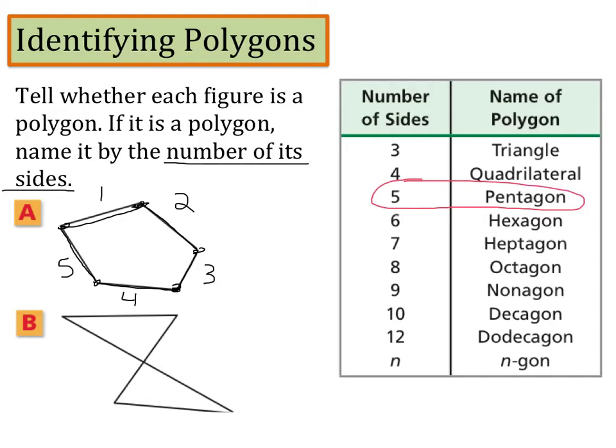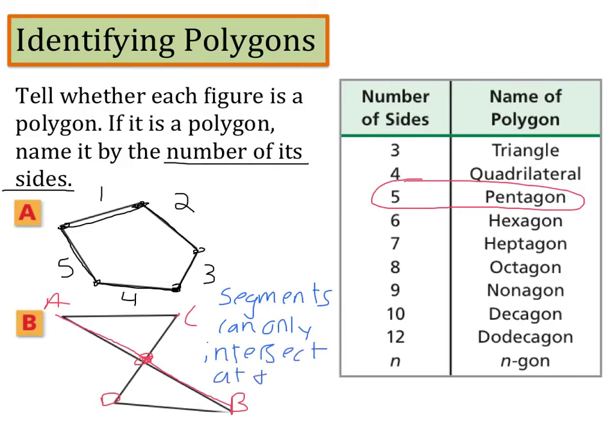Now, figure B is not a polygon, and this is the reason why. If we name the segment AB, AB intersects, let's call this segment CD, right here. The segments can only intersect at the endpoints. So let's write that. Segments can only intersect at the endpoints. So figure B is not a polygon.